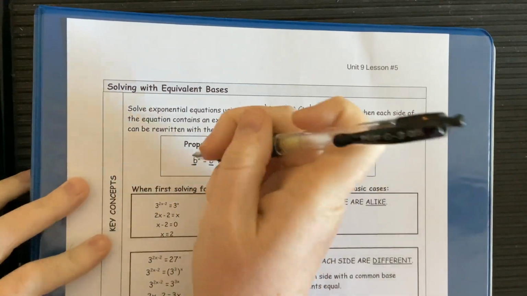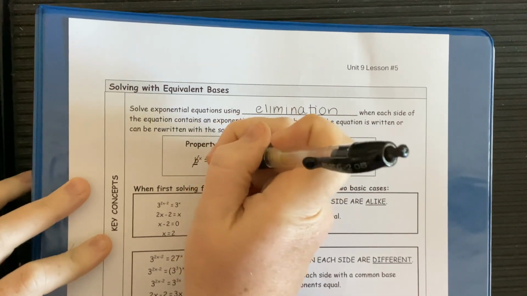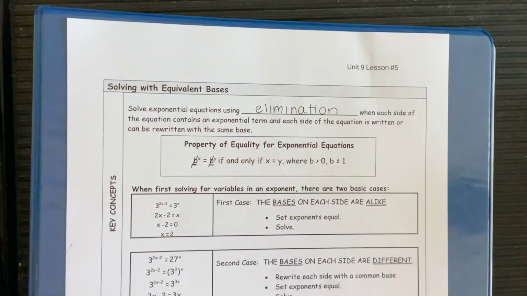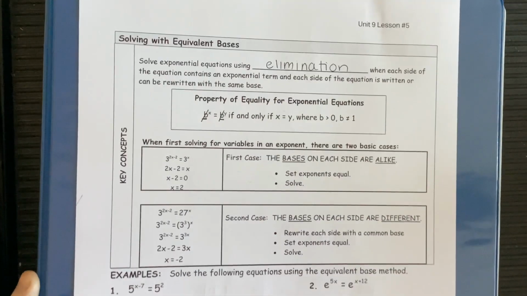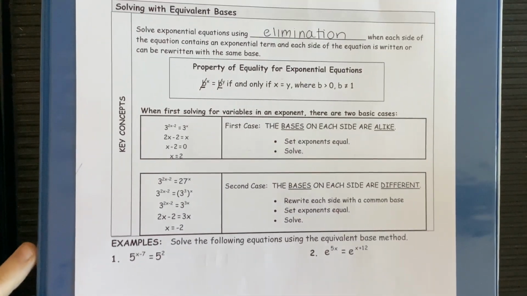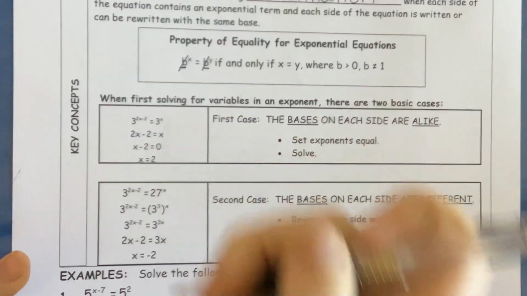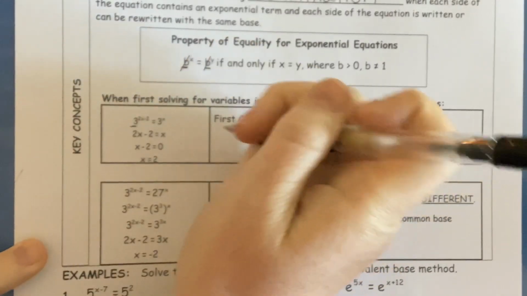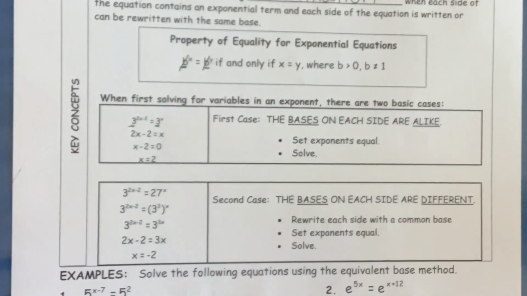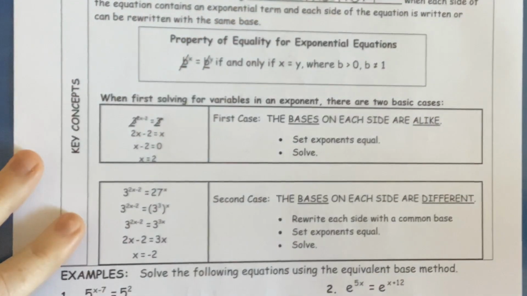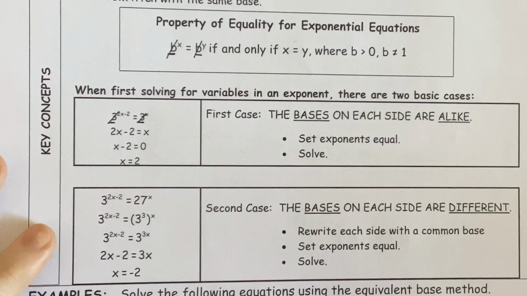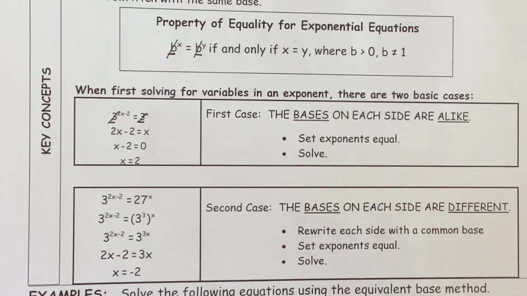Once those bases are the same, you can cancel the bases out and you know that x equals y and you can just solve from there. So it kind of shows you step by step on these two what that looks like. So right here, you have 3 raised to the 2 minus x and 3 raised to the x. So you have the same base, so you eliminate those, and you just have 2x minus 2 equals x. You solve for x like normal.